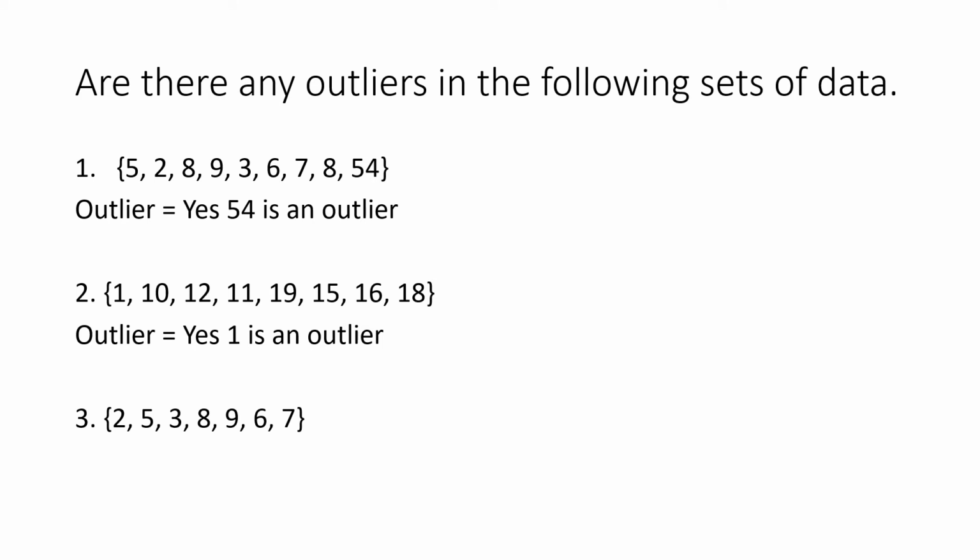If we have a look at our third set of data, 2, 5, 3, 8, 9, 6, and 7, there does not appear to be one piece of data that is considerably lower or considerably higher than the rest of the data. So there is no outlier.